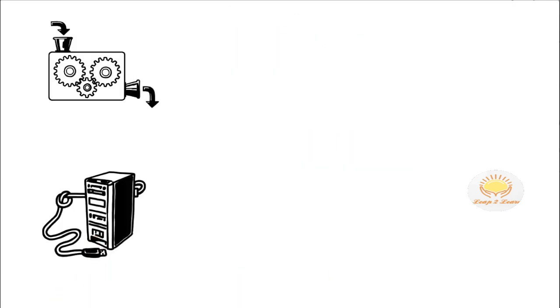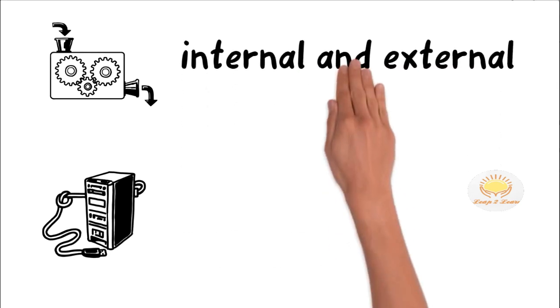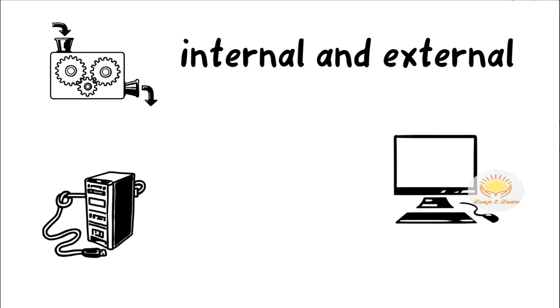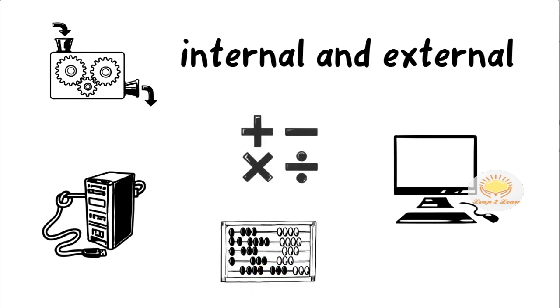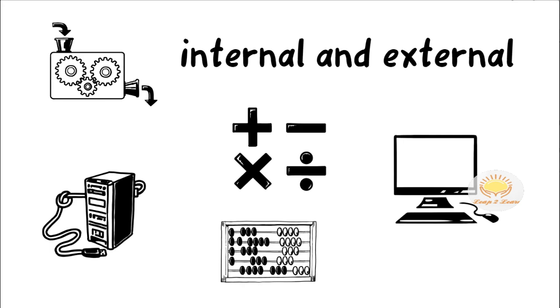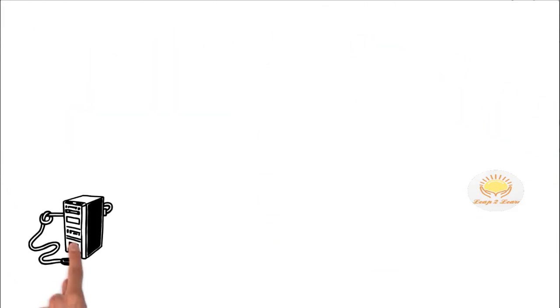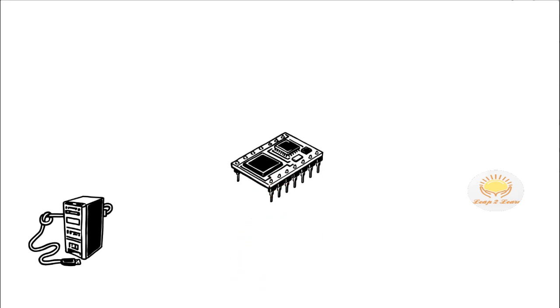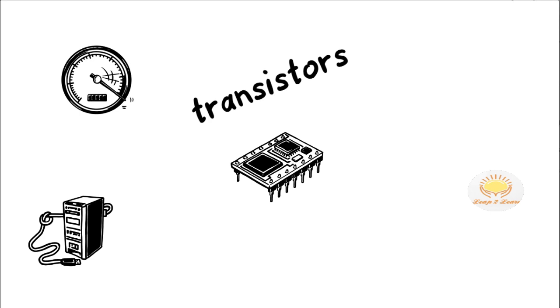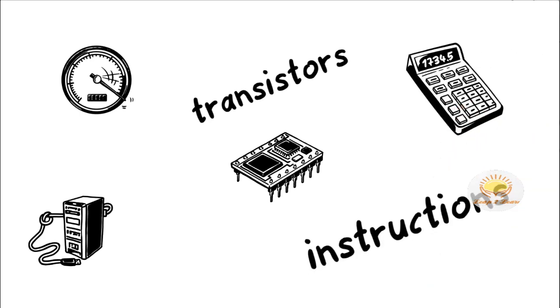CPU full form is Central Processing Unit. It controls all the internal and external device of a computer and perform arithmetic and logical operation. CPU is very small and is referred to as microprocessor. A microprocessor chip contains millions of transistors. Computer speed is calculated by the number of instructions it executes per second, which is measured in megahertz.